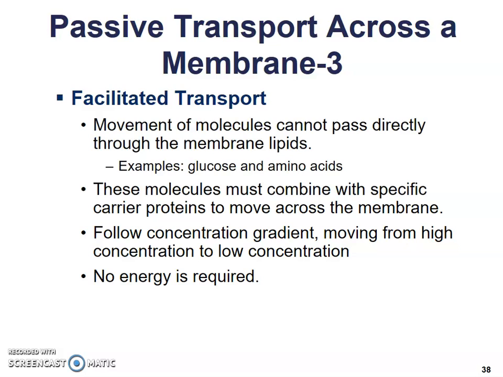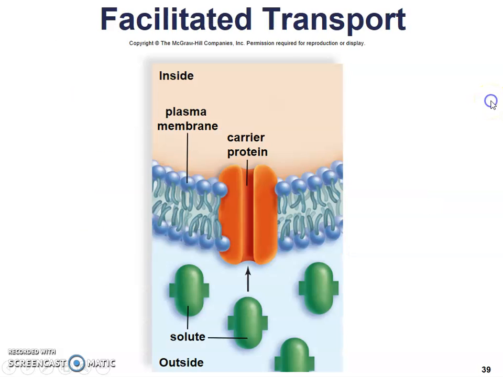Another type of transport, facilitated transport. This is when the molecules need some help getting through that membrane. So these molecules must combine with specific carrier proteins to move across the membrane. They can't just join with any of them. They need to find a specific protein that will allow them to move, and they follow the concentration gradient, moving from high concentration to low concentration. So it's not active, it doesn't require energy, but it does need the help of a protein. And that protein is there to make sure that it does not get stuck in that phospholipid bilayer.